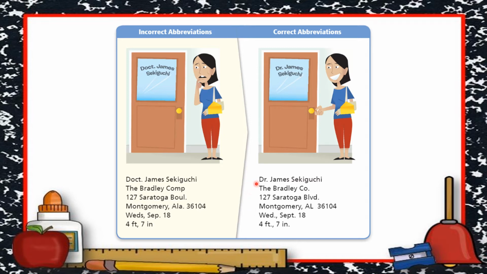So let's have a look. Dr. James Sekiguchi, The Bradley Company, 127 Saratoga Boulevard, Montgomery, Alabama, 36104. Wednesday, September 18, 4 feet 7 inches. So don't forget to put the correct punctuation mark as well. So for most abbreviations, of course, we're using the full stop, or the period to end the abbreviation, except if you have the abbreviated name of a state in the United States.